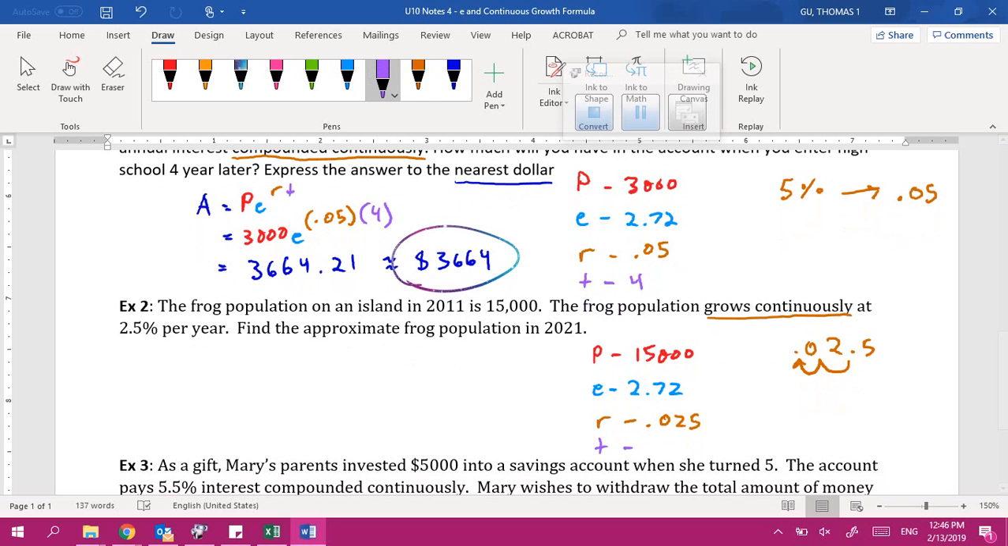And what is my time? 10 years. How did you get 10 years? It starts at 2011 and goes to 2021, so 2021 minus 2011 is 10. All right, so we're just going to put this into our formula. A is going to equal 15,000 times e raised to 0.025 times 10. Somebody put that in the calculator and tell me what you get.